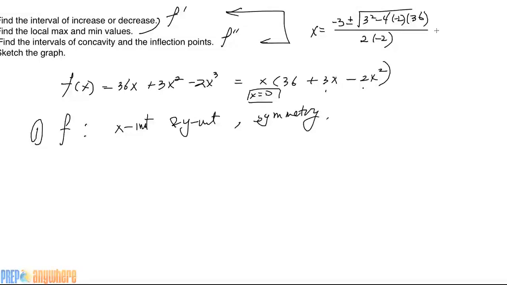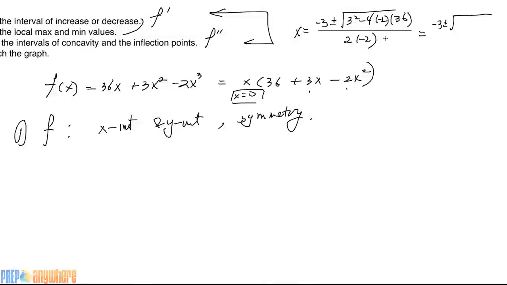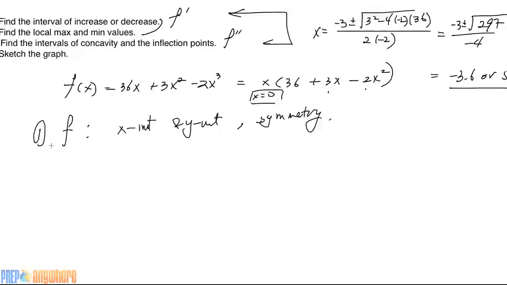So that's minus 3 plus or minus the square root of, what do we have in the square root? This is 297 in here, divided by negative 4. So we get 2 of the x-intercepts, with approximations in decimals. These are the 2 values you get, approximations accurate to 1 decimal point. So we've done our job analyzing the function. The y-intercept is very easy: set x equal to 0 and you get 0, so you pass through (0, 0).